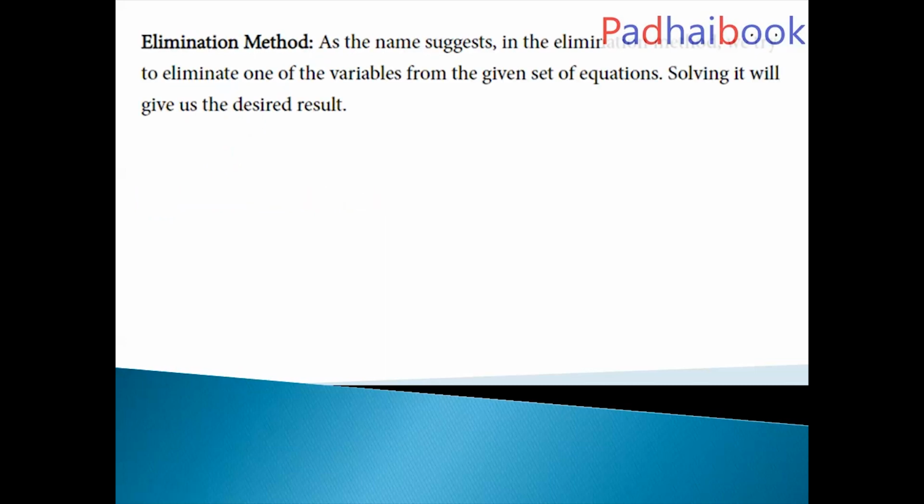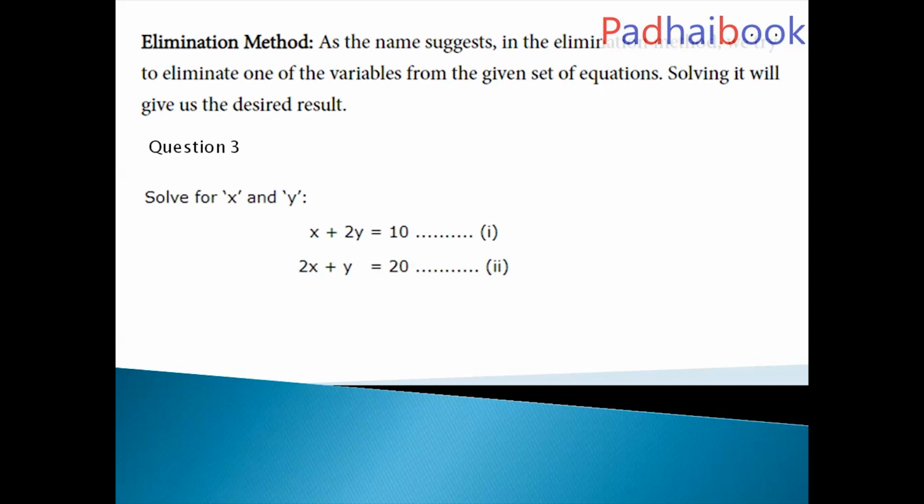So next we move to the next method, elimination method. As the name says, elimination, so we'll eliminate one of the variables from the given set of equations. How to eliminate one of the variables, I will explain using a question. Let's take the question. Solve for x and y. x plus 2y equal to 10, 2x plus y equal to 20.